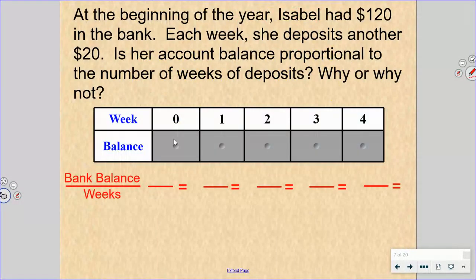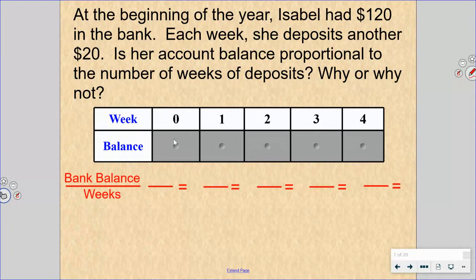Let's examine the next relationship. At the beginning of the year, Isabel had $120 in the bank. Now, each week she deposits another 20 bucks. Is her account balance proportional to the number of weeks of deposits? And of course, we are going to explain why or why not.